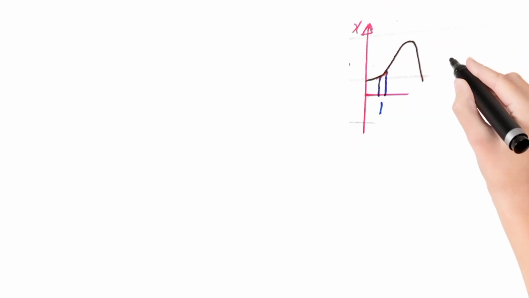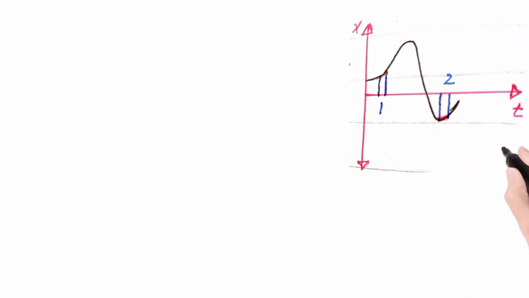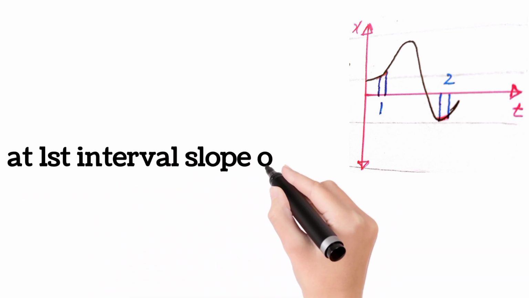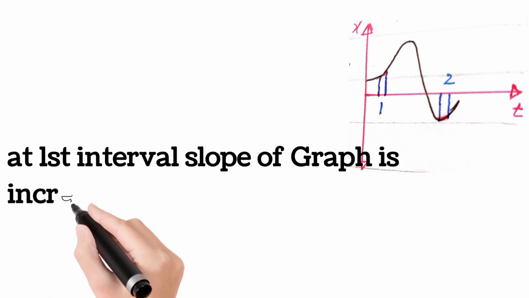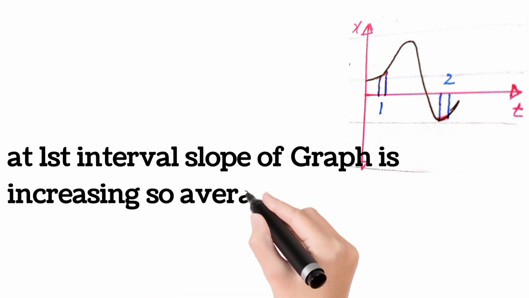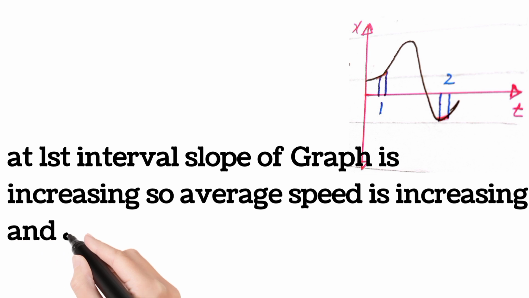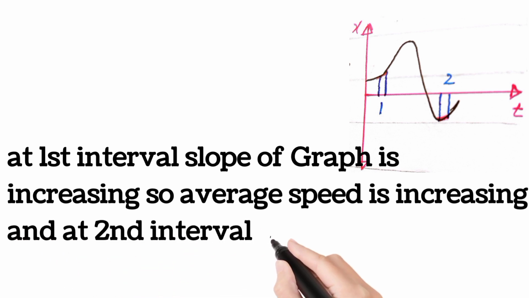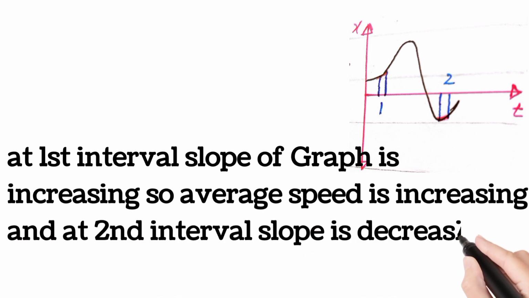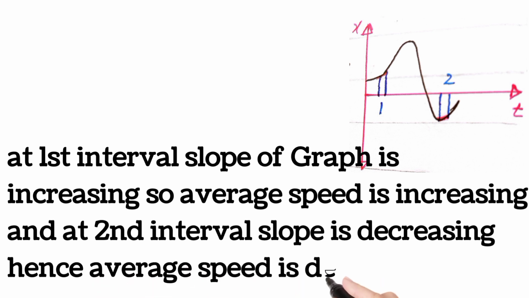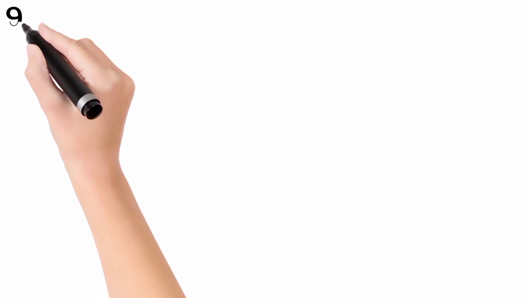If we observe the graph, here is a displacement-time graph and its slope represents the average velocity of the particle. In the first time interval, the slope of the graph is increasing and hence its average velocity or speed is increasing. In the second time interval, the slope of the graph is decreasing and hence the average speed of the particle is decreasing. Then the correct option is v1 is greater than v2.